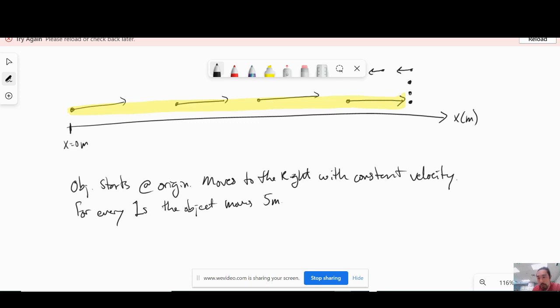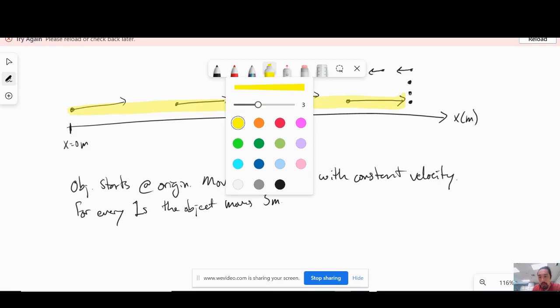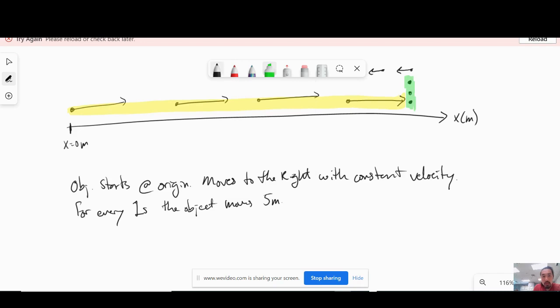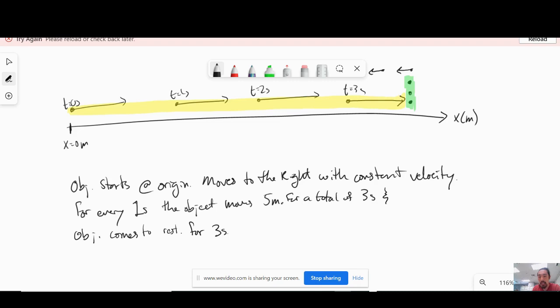Now I'm going to verbalize these dots there, and I'll represent that with this highlighter here. Those 3 dots. So I can now say object comes to rest, which is a fancy way of saying it just stops, for 3 seconds. Okay, and we know that because there are 3 dots there. If we want to make this verbal part up here a little bit more specific, we can even say, this will be time equal to 0 seconds, this will be time 1 second, time 2 seconds, time 3 seconds. So we can say for every 1 second, the object moves 5 meters for a total of 3 seconds. And 5 meters times 3, that would be 15 meters. And then the object comes to rest for 3 seconds, and we see that with those 3 dots.